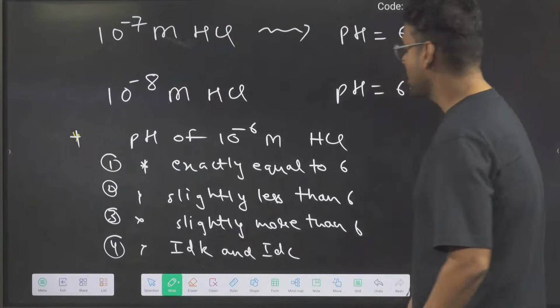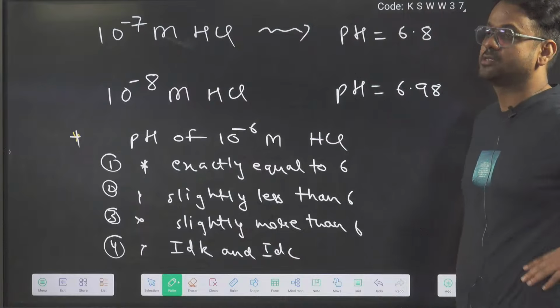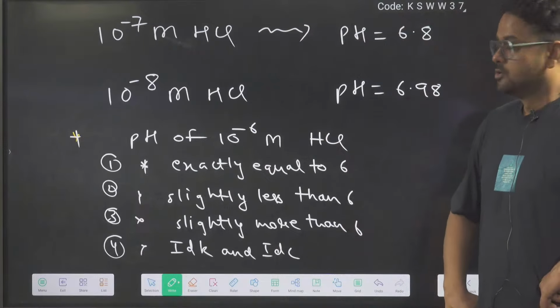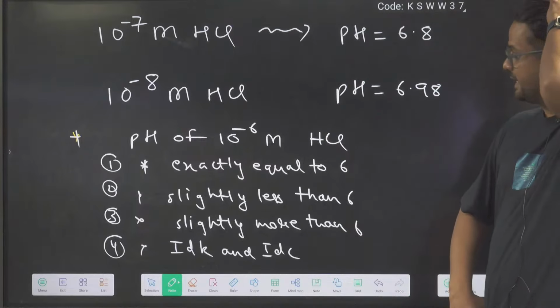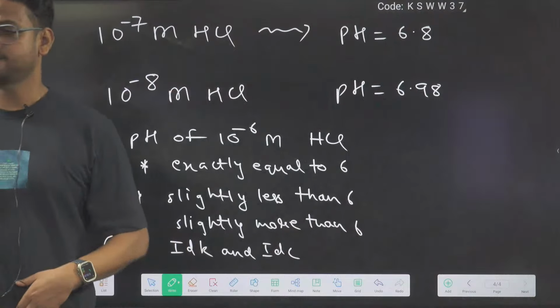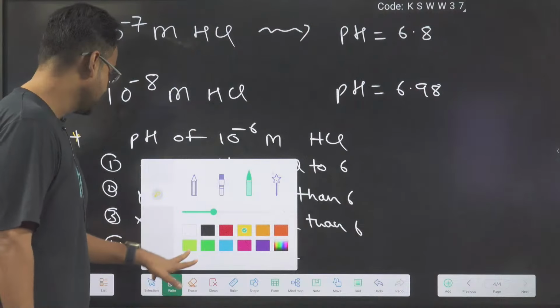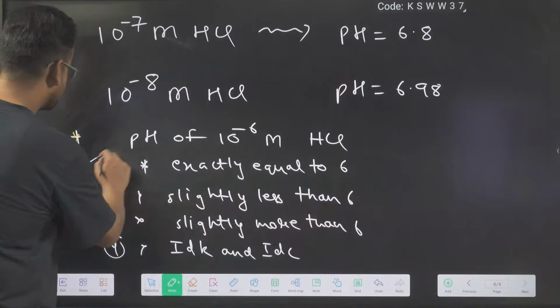So what will be your answer for this question? The pH of 10 to the power minus 6 molar HCl. Suppose somebody gives you such a question. Exactly equal to 6, slightly less than 6, slightly more than 6, or I don't know. See, many of you might think option 1.